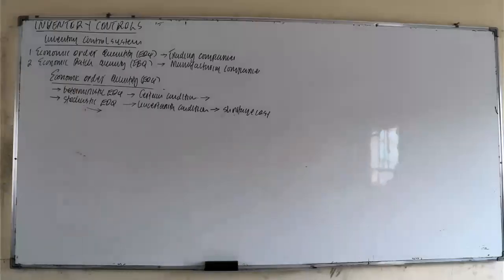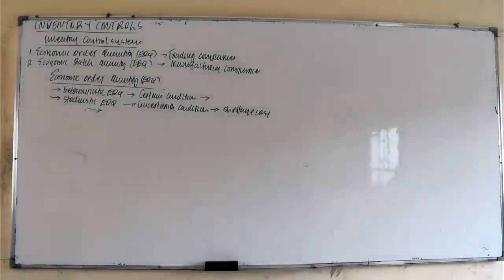So we are looking at the inventory control system. Number one, we have the economic order quantity. And this is the quantity which can be purchased at the most economical cost. An EOQ model is applied by the trading company, and the model is divided into two. So we have the deterministic EOQ and we have the stochastic EOQ.